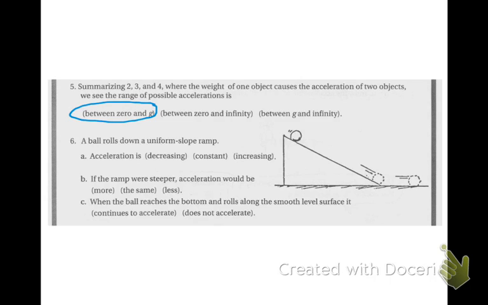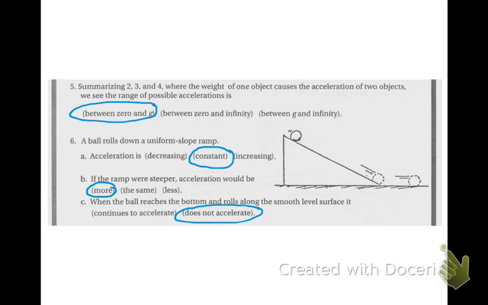A ball rolls down a uniform slope. So this is question 6. A ball rolls down a uniform slope. We're going to assume that this is a frictionless surface. Acceleration is constant. If the ramp were steeper, the acceleration would be more. Think about you running down a steeper sloped hill or a more gradual sloped hill. You'd run faster down a steeper slope, probably would trip and fall like myself and wind up rolling and maybe injuring yourself, but that's neither here nor there. When the ball reaches the bottom and rolls along the smooth level surface, it no longer accelerates.